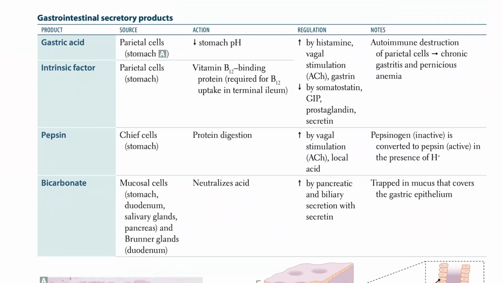Okay. Here, what do we have? We have this gastric acid, coming from the parietal cells of the stomach. Yes, it decreases the pH, it's acid. That is regulated by, increased by histamine, vagal stimulation, which increases acetylcholine and gastrin. It is decreased by somatostatin, GIP, prostaglandin, and secretin. Okay.